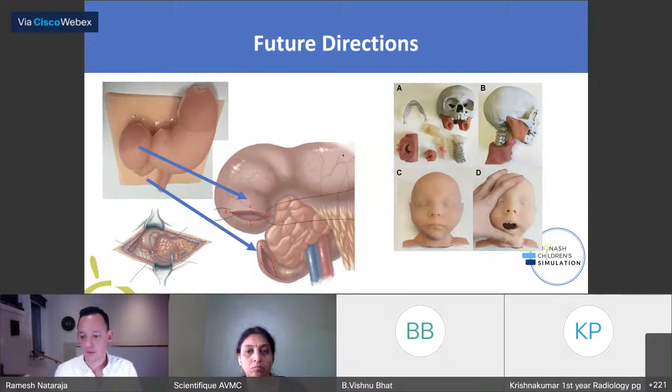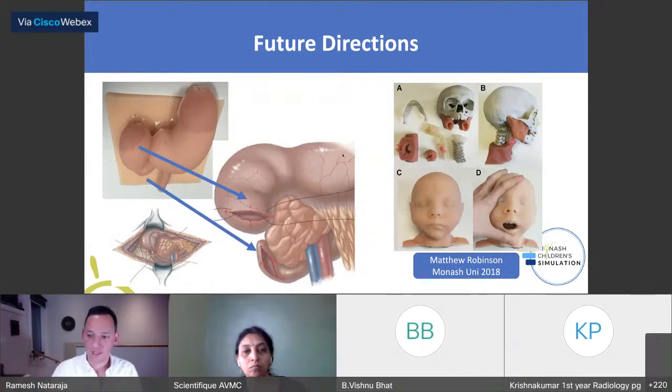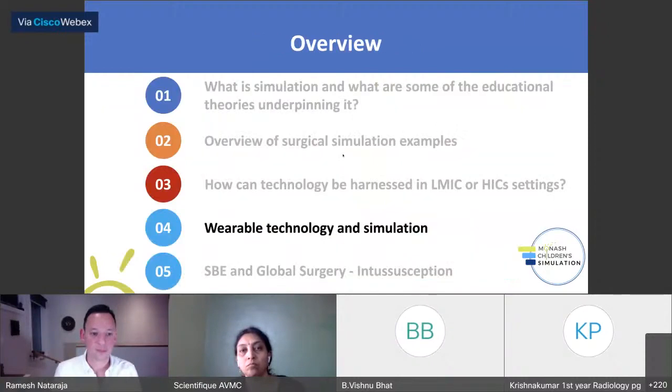But you can see here, this is one of the other projects, a student that I supervised, who was doing some very good 3D printing with more malleable, more realistic synthetics as well. And this is for difficult airway intubation, and Matthew did some excellent work with this. So let's talk quickly about wearable technology.